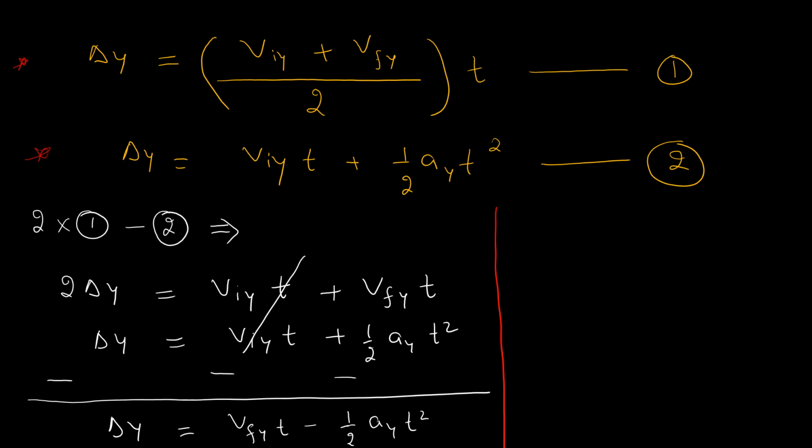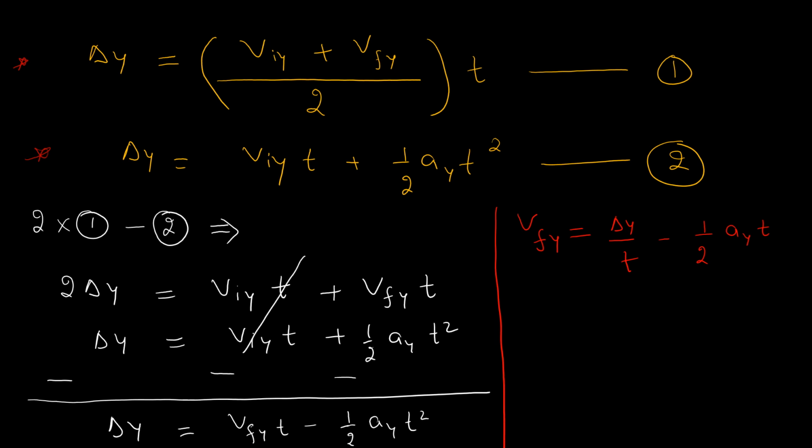So now this is the equation that we got, and from this we need vfy, the final velocity along y. That is going to be delta y over t, minus half of ay times t, because one t gets cancelled out.